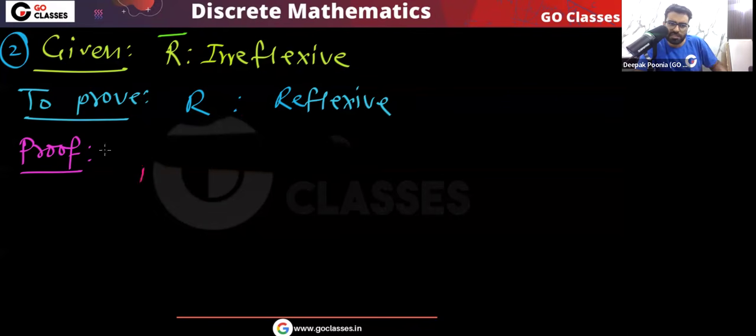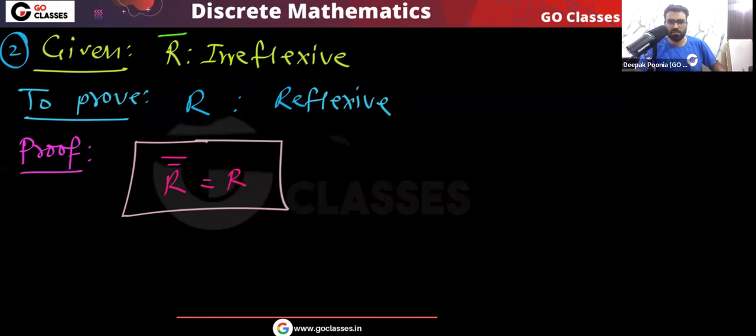Or you can think like this: the complement of R complement will be R. If I take R complement and then complement again, it will be the same as R. So if R complement is irreflexive, meaning it does not contain any reflexive pair, then all the reflexive pairs will belong to R. Okay, are you getting my point? Very simple. Just use the definition, nothing else. Hence proved very easily. That's it.